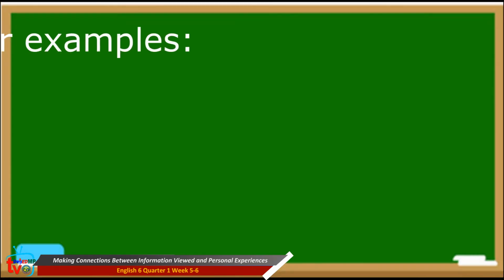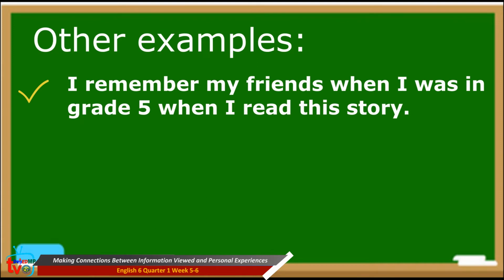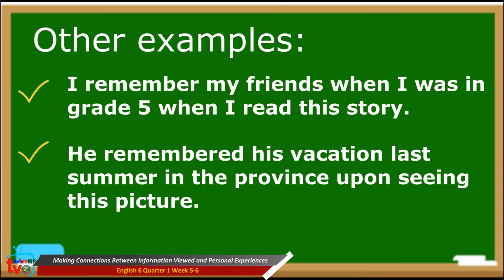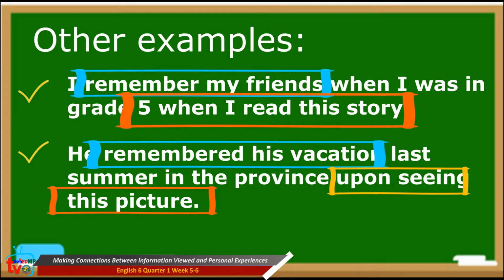Let us have these other examples. Let us read them together. I remember my friends when I was in grade 5 when I read this story. He remembered his vacation last summer in the province upon seeing this picture. In the given examples, there is a connection between the text or picture viewed and own experience of the reader or viewer. Let us now move to text-to-text connection.